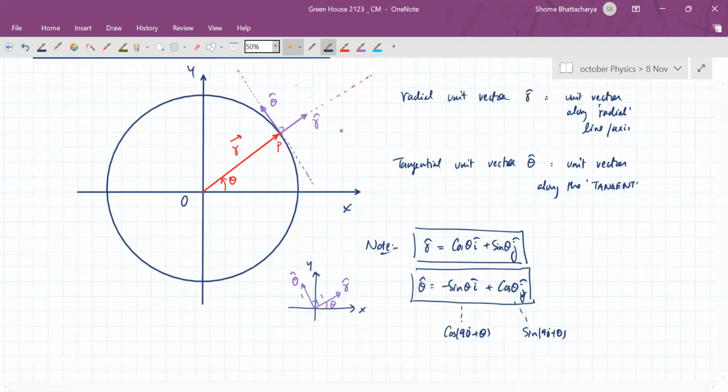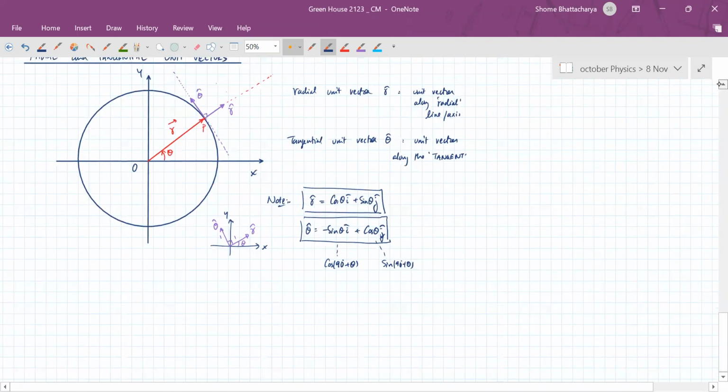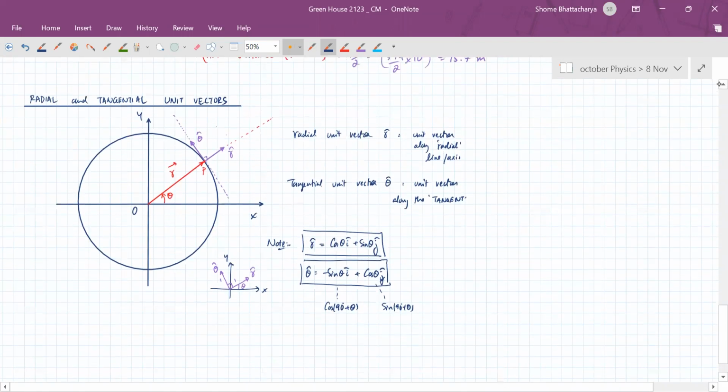So these two unit vectors are important because they give us the two important directions at any point in a circular path. One is the radial direction and one is the tangential direction. If we want to define any vector according to these directions, we use these unit vectors.